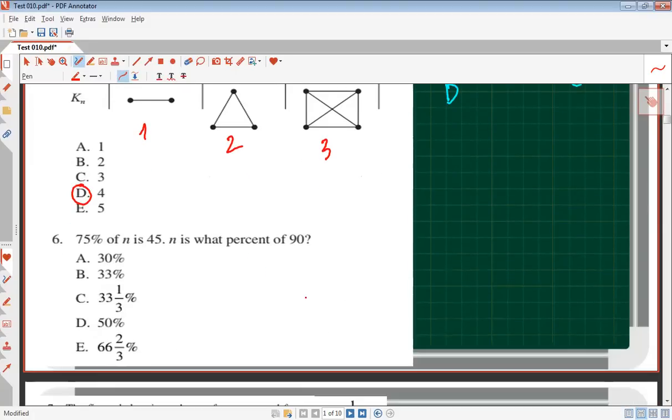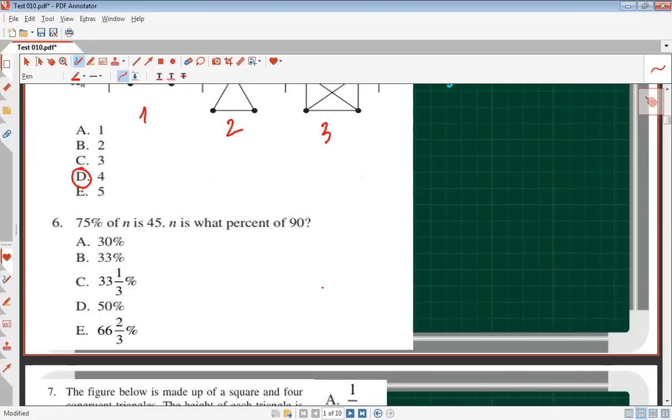Question number 6. 75% of n is 45. And n is what percent of 90? From this, we have 0.75 n equals to 45. That means n equal to 45 divided by 0.75.